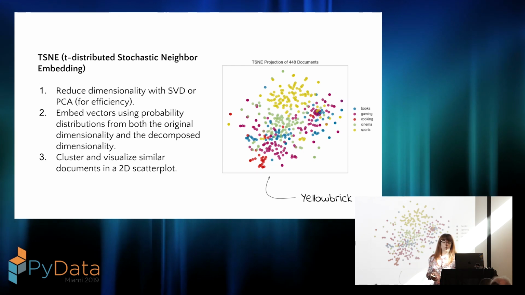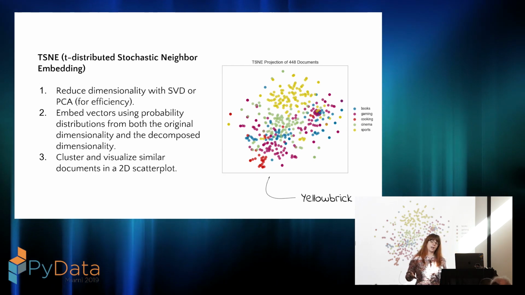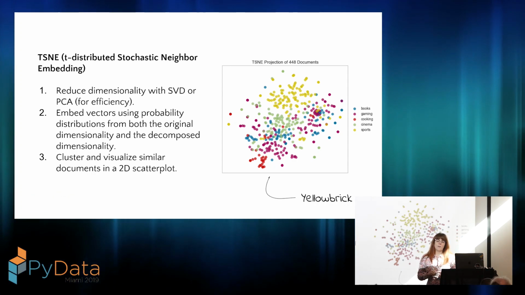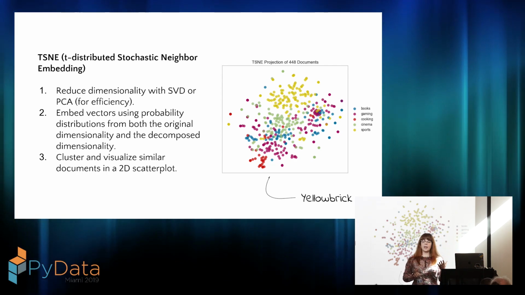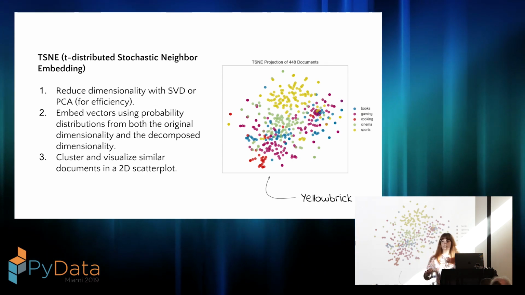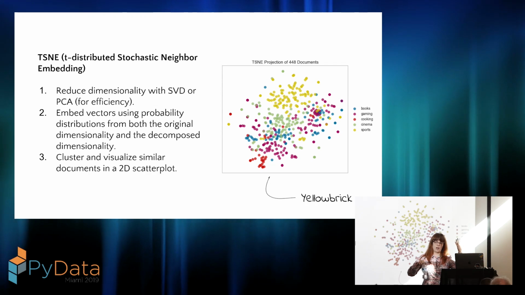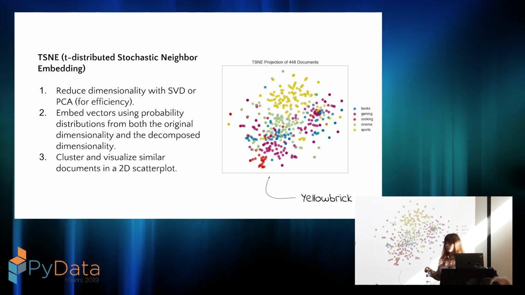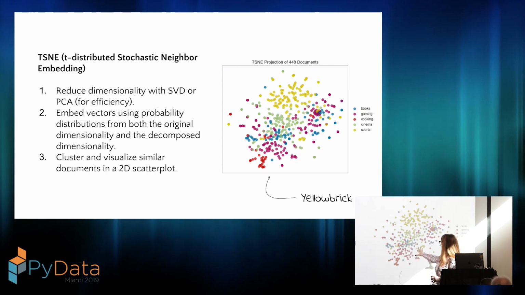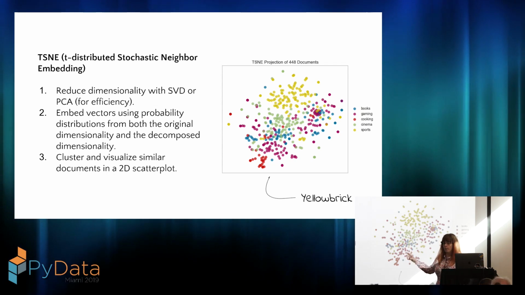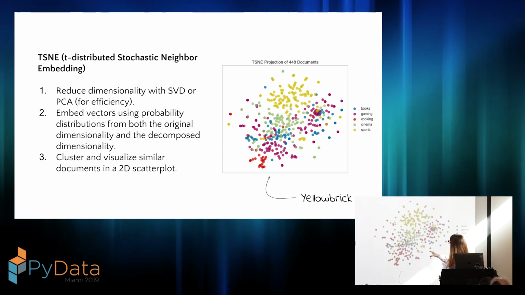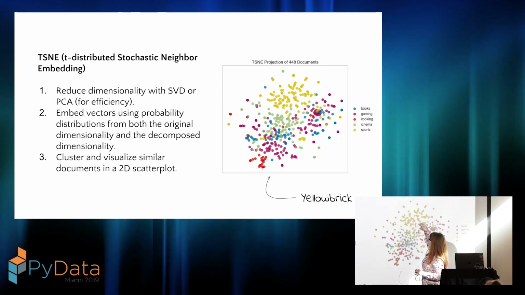But what's happening under the hood in Yellowbrick is that by default we're doing a dimensionality reduction, and then we're embedding those original points into a space using probability distributions from the reduced space and the original space, and then doing a simple 2D scatter plot. But what you get from this is you start to see patterns in the corpus. You see the distribution of the documents.